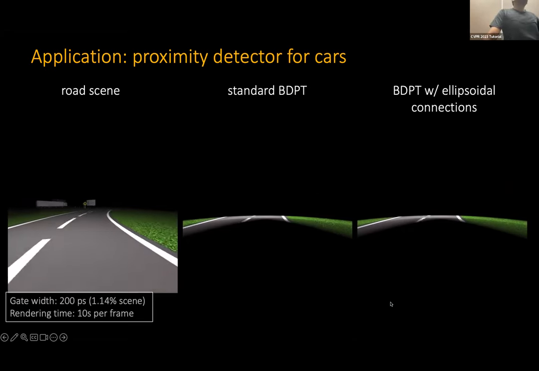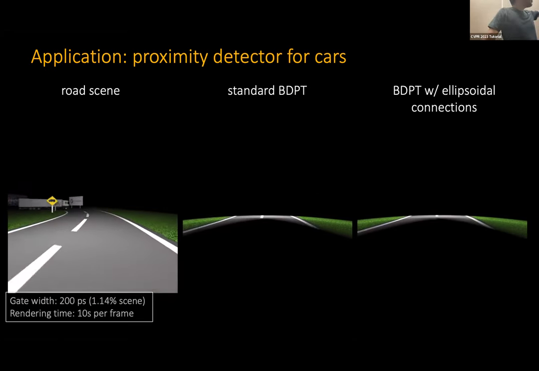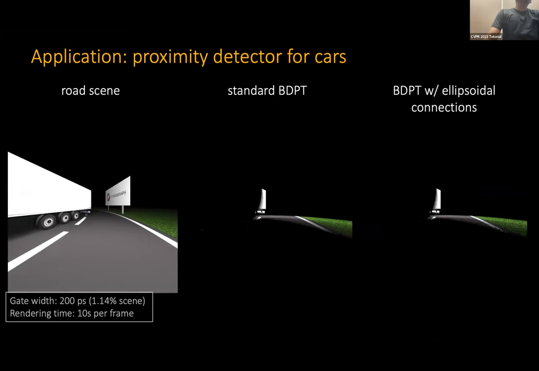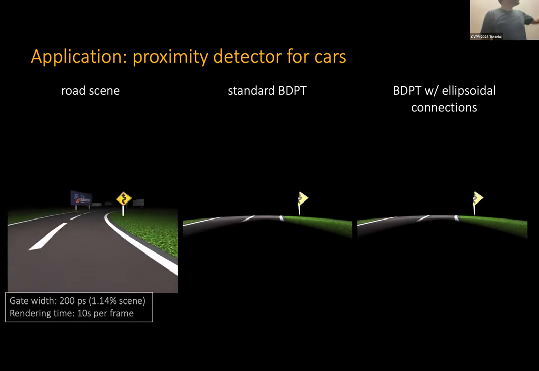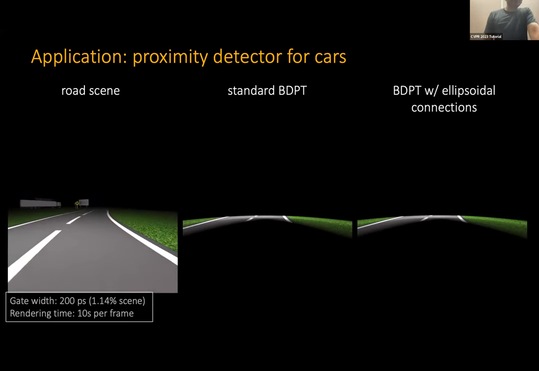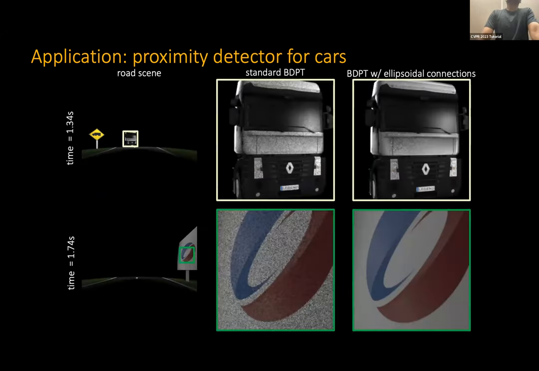What happens if I simulate a road scene where we are doing this proximity detection with standard BDPT and the BDPT with ellipsoidal connections? This is how the renderings look. It's very difficult to see the difference in the video, so I'm going to show a couple of frames. Here you can see the standard BDPT versus the BDPT with ellipsoidal connections. For the same amount of rendering time, you can notice that our technique was significantly better than the previous technique.